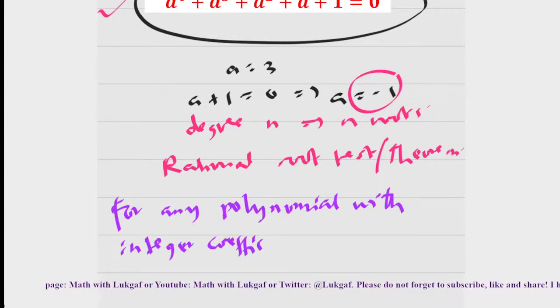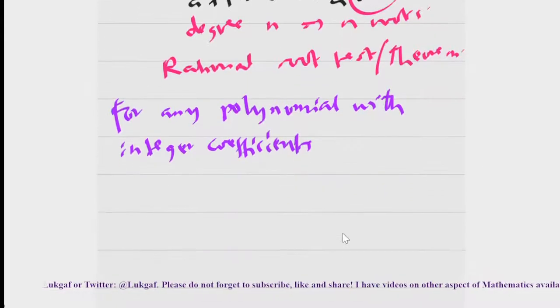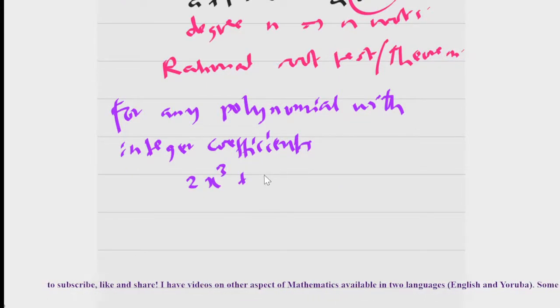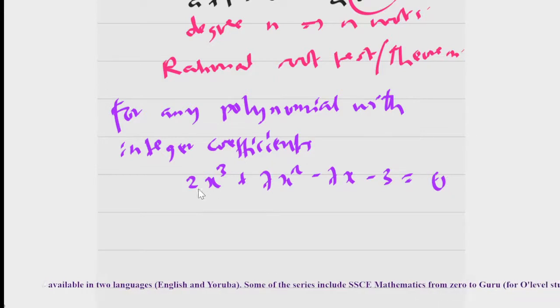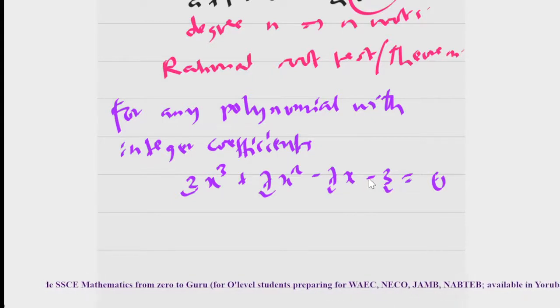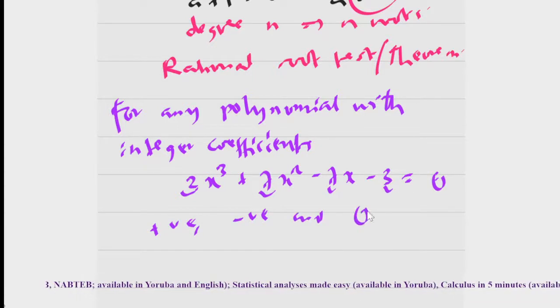what do I mean by that? Let's say, for example, you have this kind of polynomial: 2x raised to power 3 plus 7x squared minus 7x minus 3 is equal to 0. So this is a polynomial. Indeed, all the coefficients are integers. What are integers? Don't forget, in my previous video, I defined integers as the set of all positive numbers, negative numbers, and 0. You understand now?